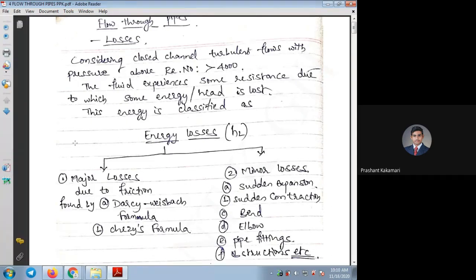Okay. Now today we'll start with module 4. That is flow through pipes and dimensional analysis. That is under module 4. Today we'll start with module 4, part A, that is flow through pipes.